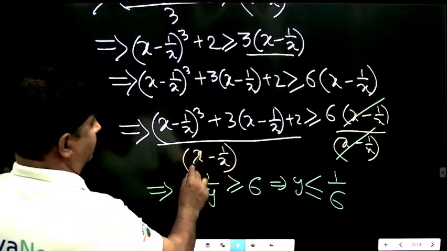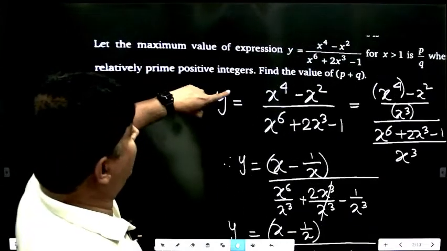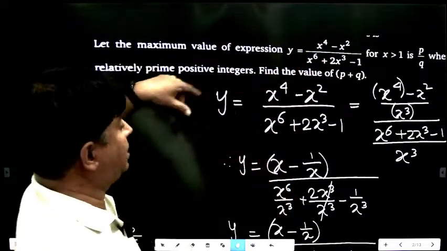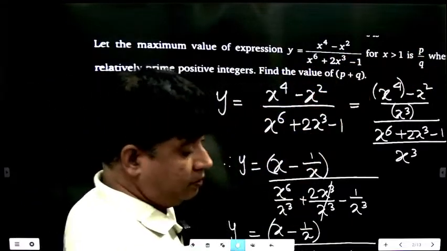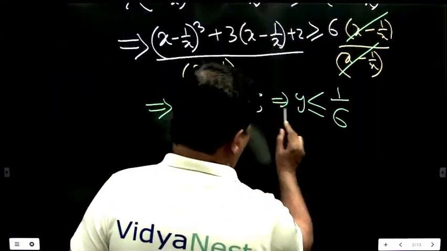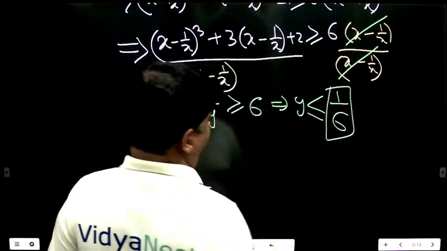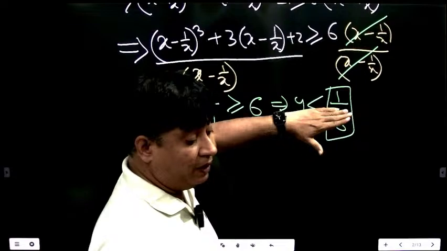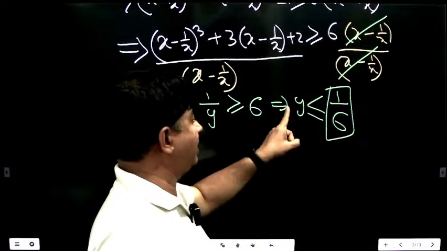Now go to the question. Now you go to the question, what is given? Maximum value of this, the maximum value we are told to find, is symbolically given as p by q. Why is it maximum? It is less than or equal to 1 by 6. So what does it mean? It cannot go beyond 1 by 6. 1 by 6 is the highest value, it cannot go above this. So 1 by 6 is the maximum value of y.